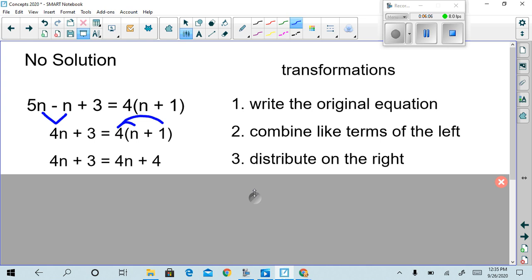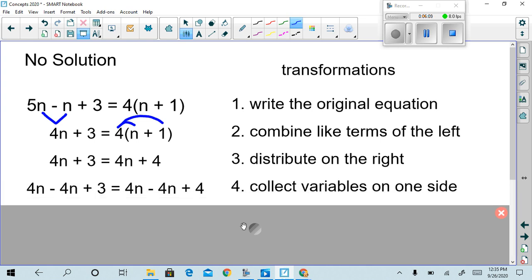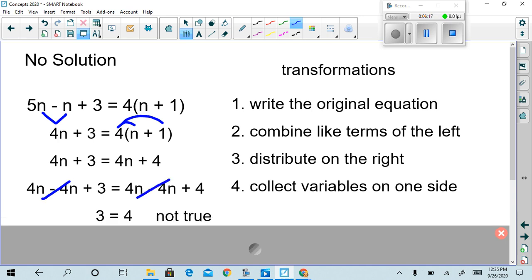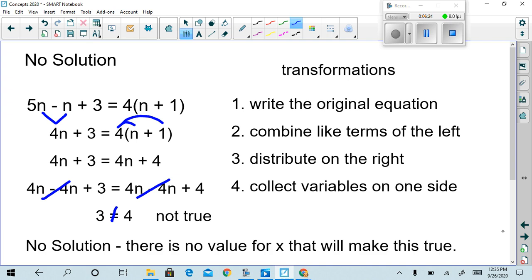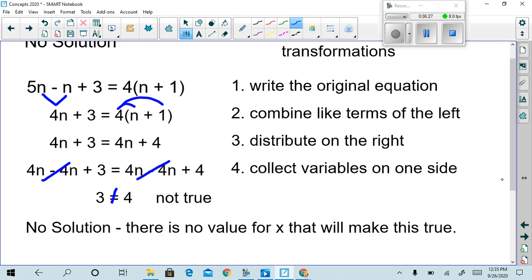The next step tells me to collect those variables on one side by subtracting 4n on both sides. It will cancel out on the left and cancel out on the right, and I am left with 3 equals 4, which is not equal, so this is not true. So in a problem like this, when the two numbers that are left at the end are not equal, then there's no value for x that makes this true. So the solution to this is that there is no solution. There is no value for x that will ever make this true.